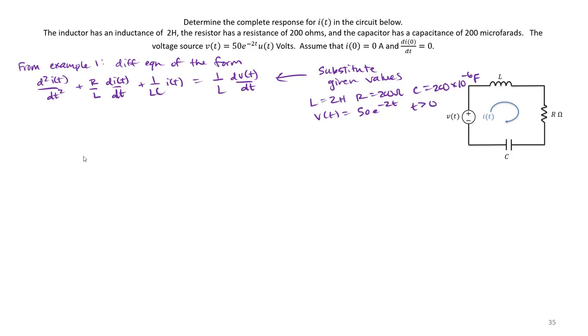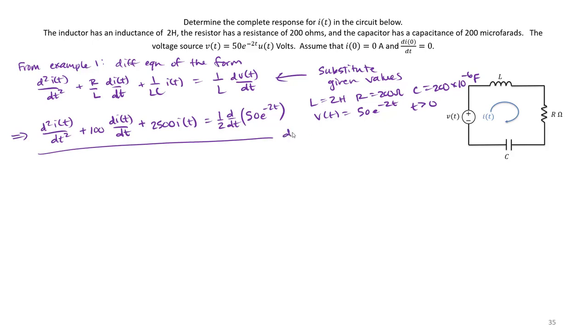So let's go ahead and substitute everybody in. If we do that, we will end up with the following. R divided by L, that's 200 divided by 2, that gives us 100 di of t dt. And 1 over LC is 1 over 2 times 200 times 10 to the minus 6. So if we math that through, that gives us 2500 I of t. And that whole thing will be equal to 1 over L, so that's 1/2 of d dt of 50 e to the minus 2t. So this whole thing is our differential equation from step 3.